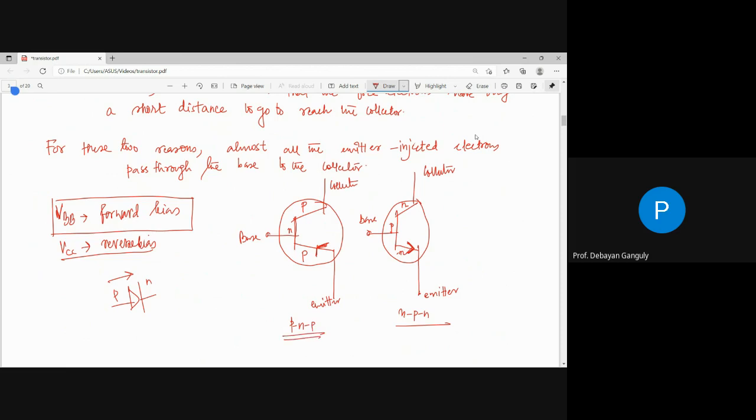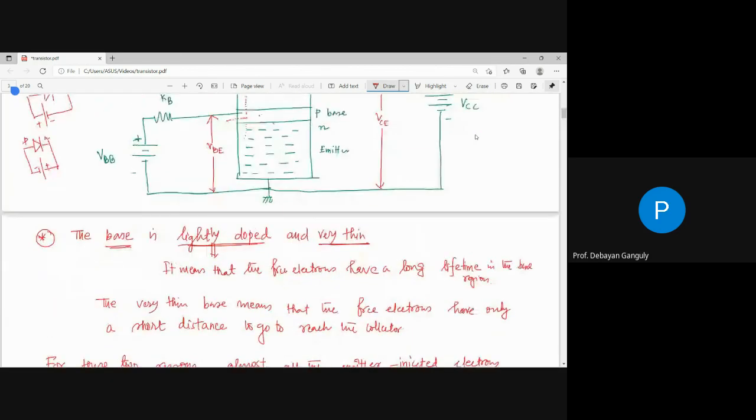Because as I already told you, there are only two types of transistors, one is PNP and one is NPN, right? So PNP and NPN will be like that. So you just understood, this is the symbolic representation. Now what will happen? You know the circuit, what will happen?